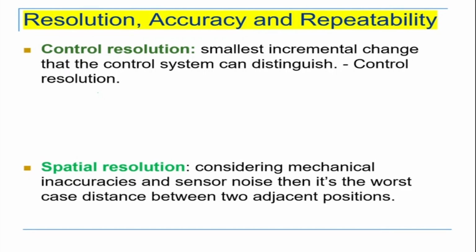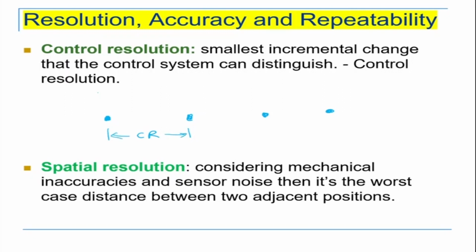The first term is the control resolution. The smallest incremental change that the control system can distinguish is called the control resolution. As I explained, there is one point here, another point here, another point here. These are points where the robot can go. It cannot go anywhere in between. This may be because of the encoder problem we saw, the blind region in the encoder, or because of the memory resolution, or the memory limitation. So it can go here and it can go here, and this much distance is called the control resolution.